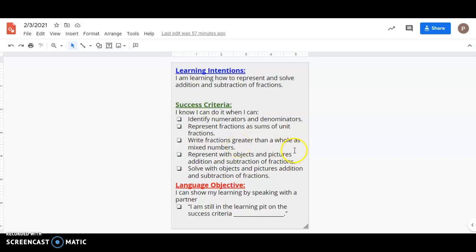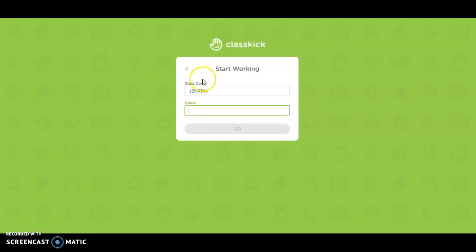All right, and we also are going to make sure that we can represent with objects and pictures, and then solve with those objects and pictures the addition and subtraction of fractions. And we are making sure that we are coloring in our success criteria, right? We are still going to be able to communicate, hey, where are we in the learning pit? Are we successful with the first 3 success criteria, but still having trouble with representing and solving? Are we still stuck on the first success criteria? So we are going to make sure that we are speaking and communicating where we are in our learning. So let's jump into it.